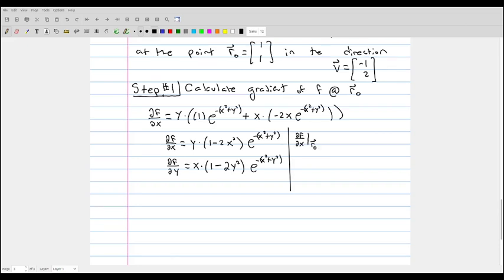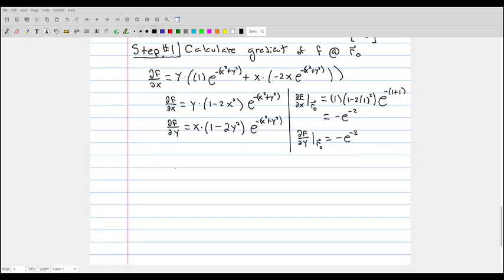If you do that, you get the x partial derivative at the point r naught is going to be the following. We plug in the point r naught, which is 1, 1. It'll be 1 times 1 minus 2 times 1 squared, e to the negative 1 squared plus 1 squared. So it's going to be equal to negative e to the negative 2. And you get the same thing when you plug in for df dy at the point r naught. So this gives us a gradient vector at the point r naught equal to, its x component is negative e to the negative 2, and its y component is also negative e to the negative 2.